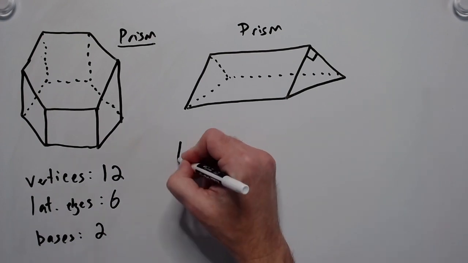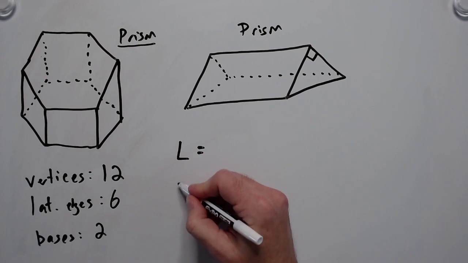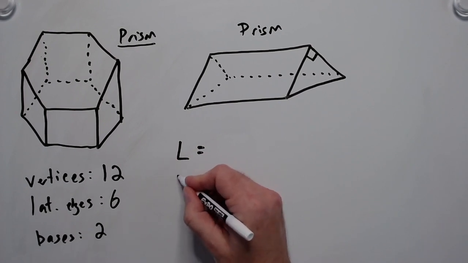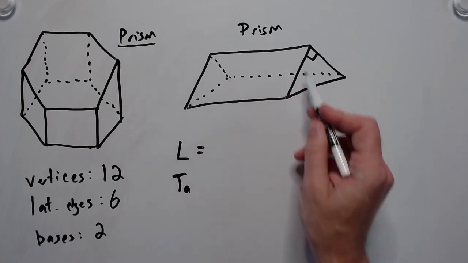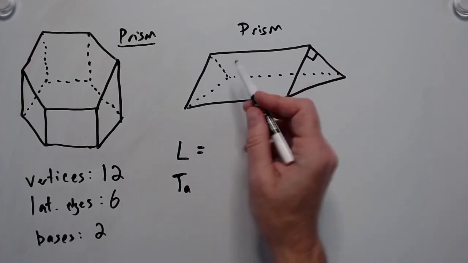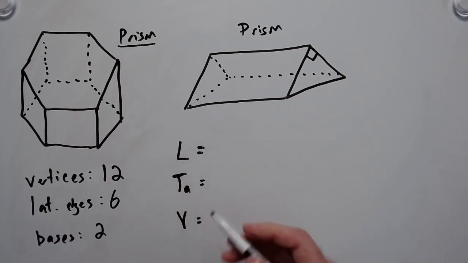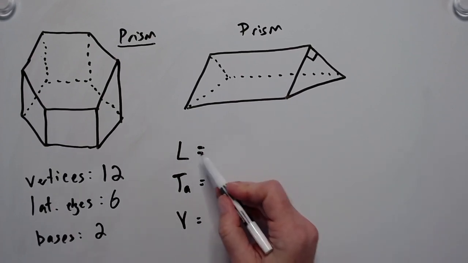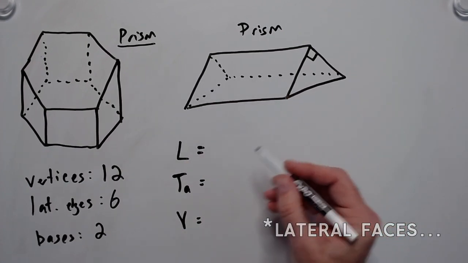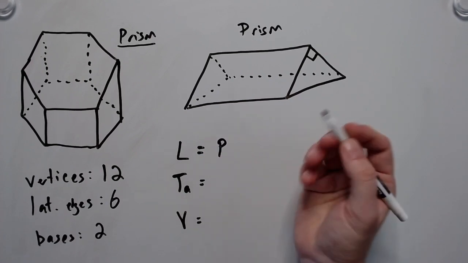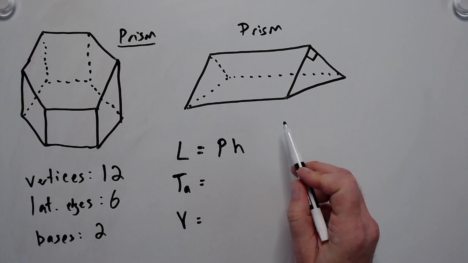So we want to find the lateral area, L. We also want to find the total area, so T or TA. Again, total area would be the sum of all of the sides, not the volume, but we're going to find that too. So remember, lateral area, again, it's the area of just the lateral faces, is equal to the perimeter times the height. Now, we probably need some numbers on here before we go any further.